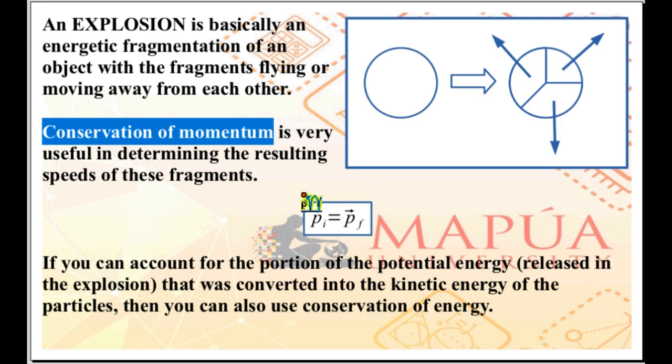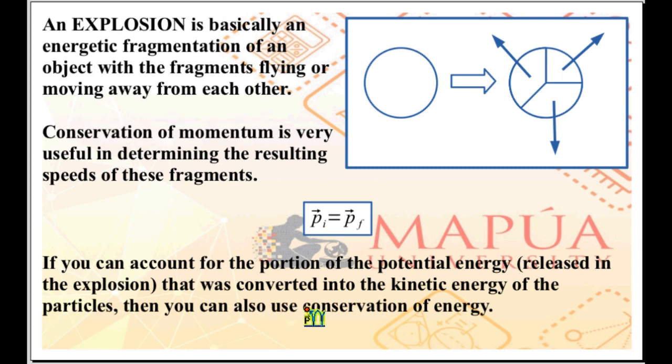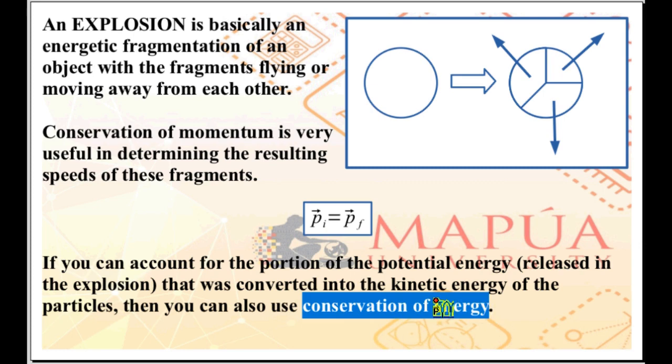So initial momentum is right before the explosion, final momentum is right after the explosion. You use conservation of momentum: initial momentum is equal to final momentum. You can also use conservation of energy if you want to, but that's only if you can account for the portion of the potential energy that was released in the explosion that was converted into kinetic energy.